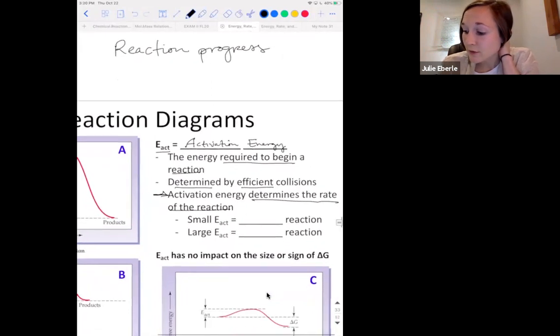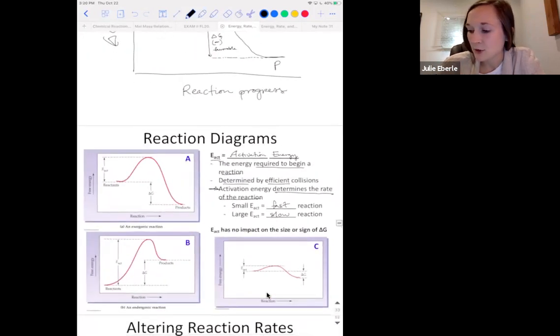So if you have a reaction with a very small activation energy, guess what? That's going to be a very fast reaction. If you have a reaction with a very large activation energy, that's going to be a very slow reaction. Okay. So I want you to look at these three graphs. We actually have three drawn on this slide. I want to know which one, A, B, or C, looks like the fastest. I actually haven't told you what activation energy is, though. Every single one of these has activation energy marked off.